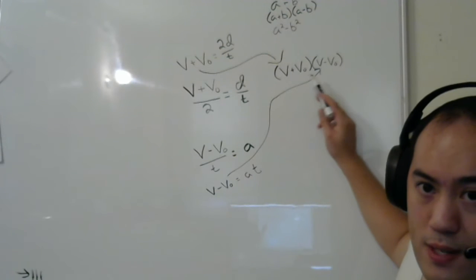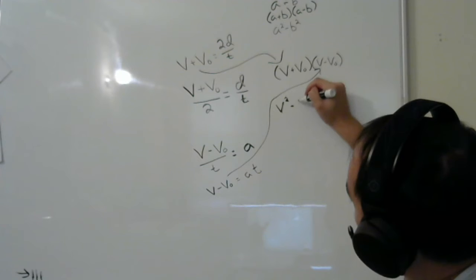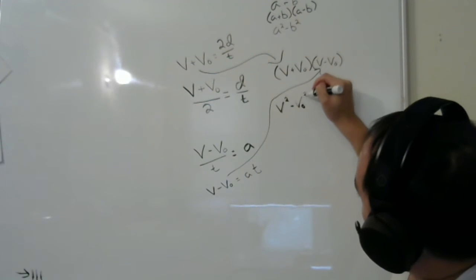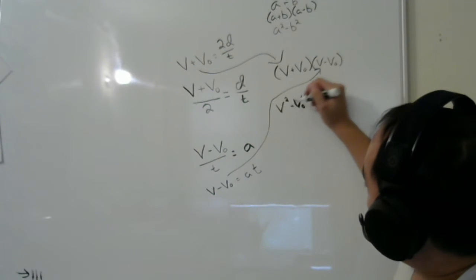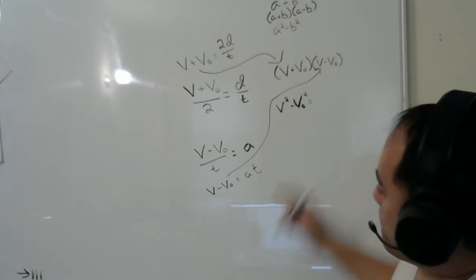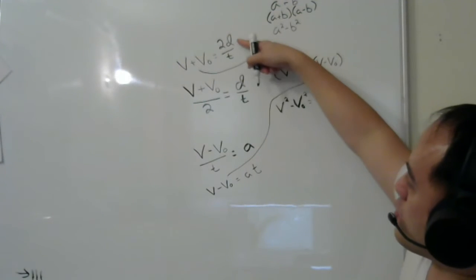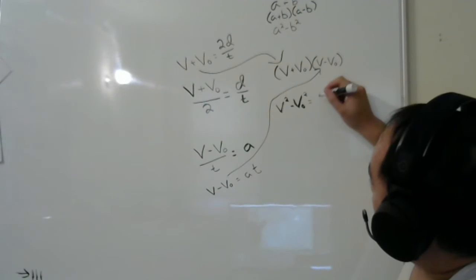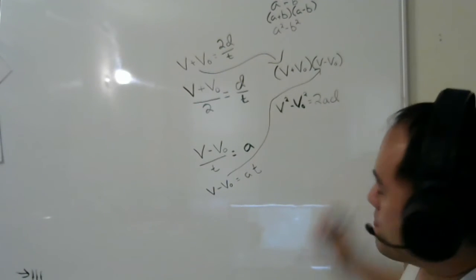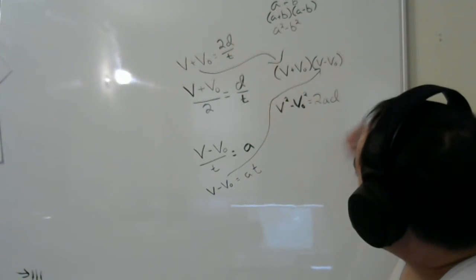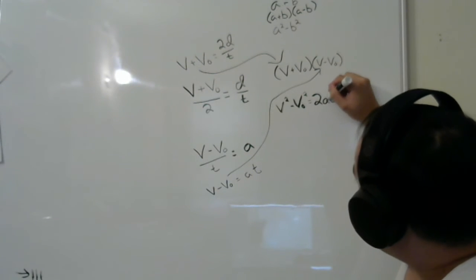When we multiply V plus V naught and V minus V naught, we're going to get V squared minus V naught squared. That's pretty obvious from just a mathematical point of view. What's the other side? It'll be A times T times 2D over T. The T's cancel. We'll get 2AD. This is a really useful formula because this equation doesn't have T.